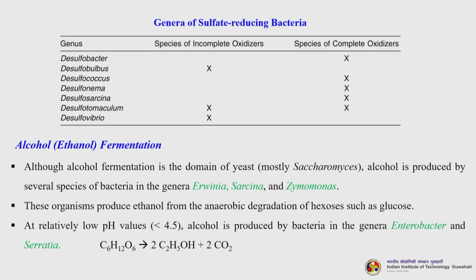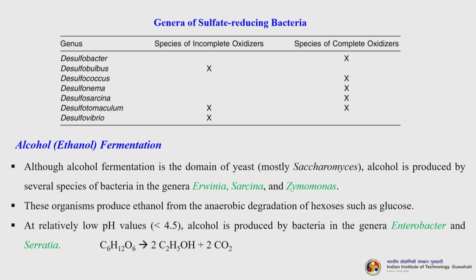So, the table lists actually genera of sulfate reducing bacteria. So, you can see different genus of sulfate reducing bacteria there, and it is mentioned whether they are the species of incomplete oxidizers or they fall under the species of complete oxidizers. So, the Desulfobacter, the first one, this is a complete oxidizer. The second one is Desulfobulbus, it is an incomplete oxidizer. Okay, like similarly there are others also mentioned.